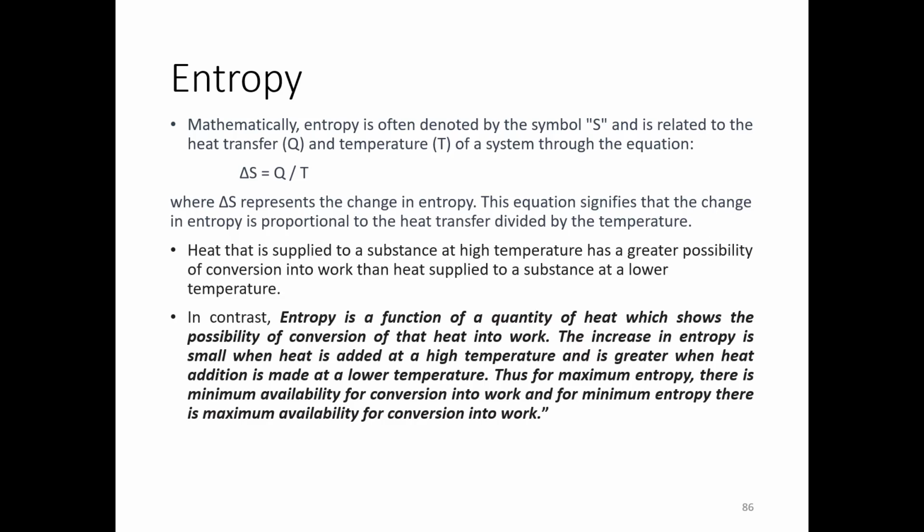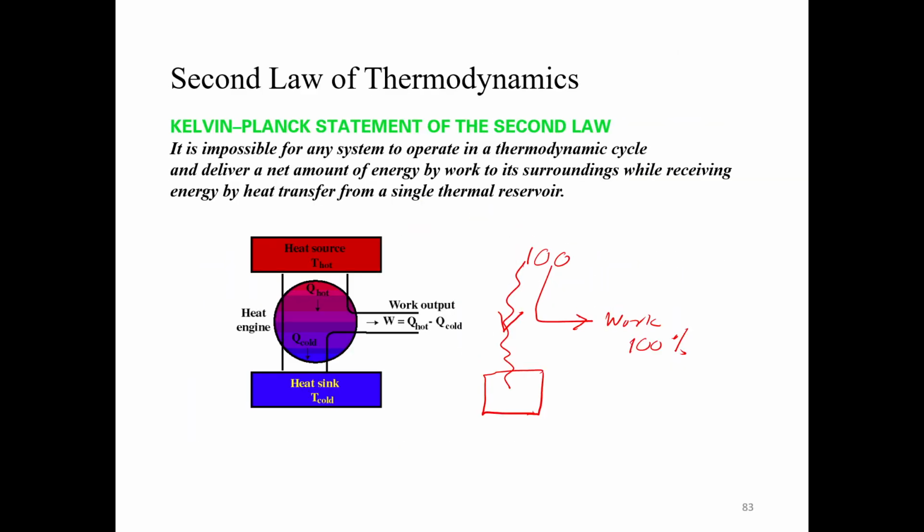So, in contrast, entropy is a function of quantity of heat, which shows the possibility of conversion of that heat into work. Again, what it basically means is higher entropy. Now in the Kelvin-Planck statement, we talk about how we can convert only a portion of the heat energy. Only a portion can be converted into work, right?